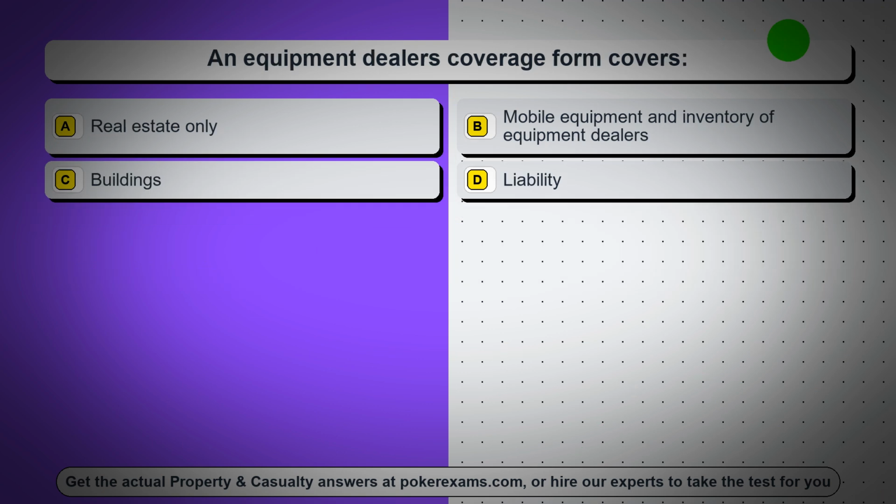Question 19. An equipment dealer's coverage form covers. Option A, real estate only. Option B, mobile equipment and inventory of equipment dealers. Option C, buildings. Option D, liability.